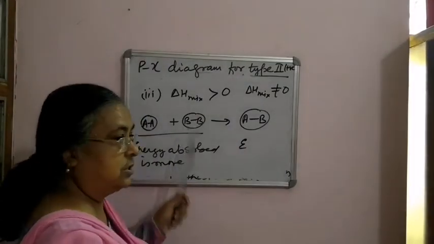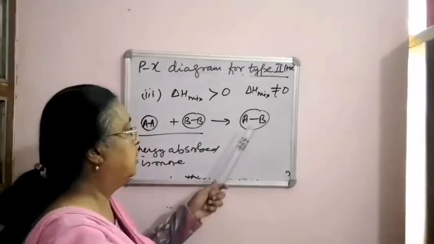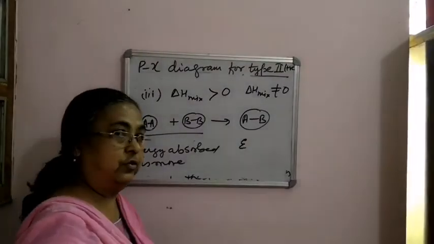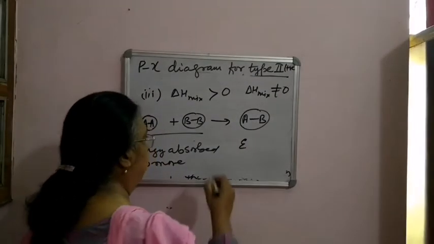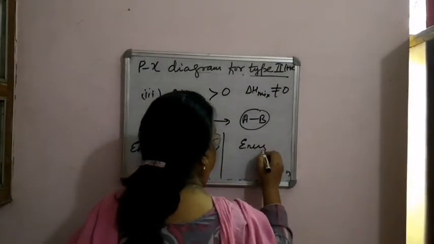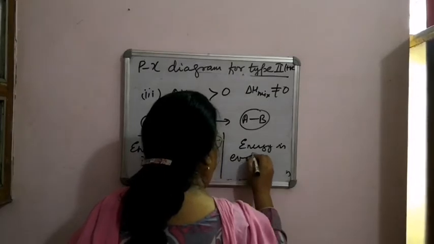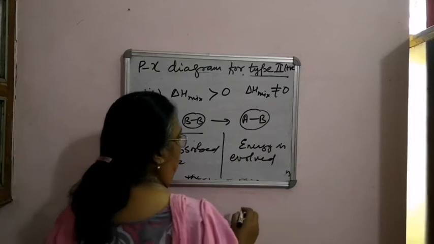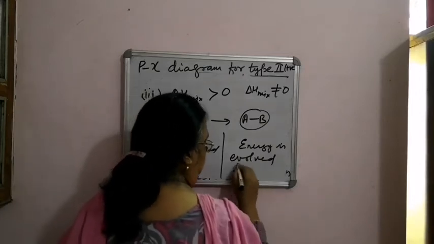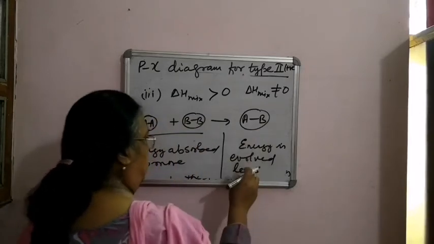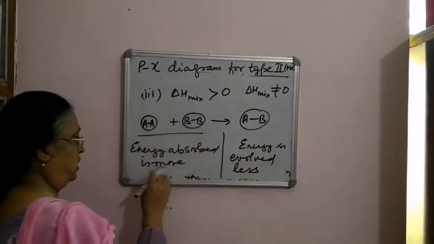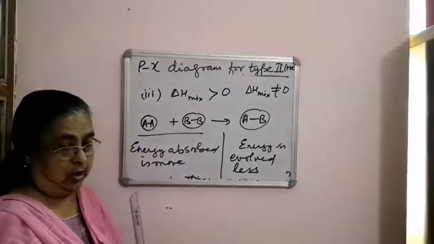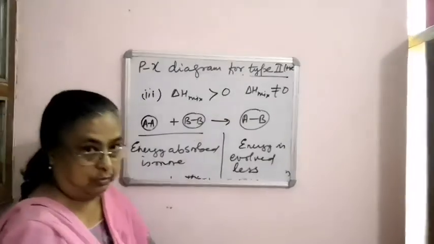Old interaction force is getting broken, new interaction force is going to get formed. So when a new interaction force is forming, energy is evolved. Since this force is weak, energy evolved is less. Force is strong, energy absorbed is more. So energy absorbed is more than the energy given out.